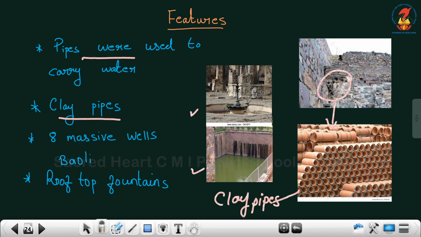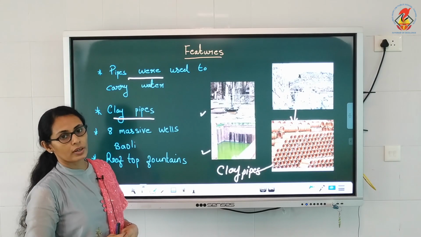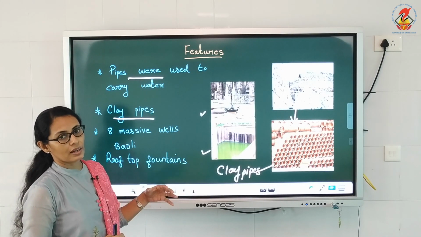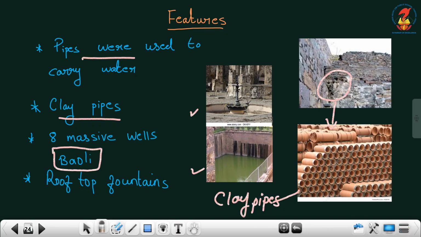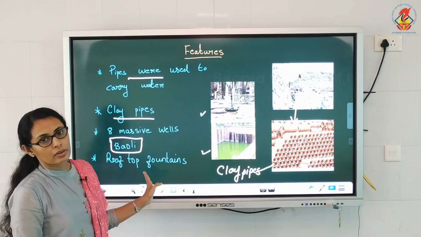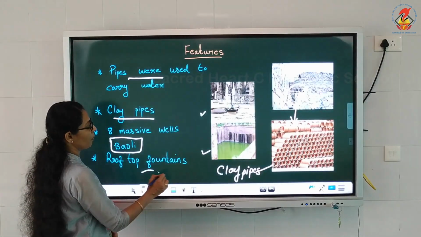Okay, so the important feature here is mainly the pipes they are using for carrying the water. The pipes are clay pipes, made using clay, and also 8 massive wells were used for carrying out the water. 8 very big wells were the suppliers of water throughout this fort, and the wells have their own name, known as Bavoli. The 8 wells are known as Bavolis, and there is an important feature only found in the Golconda Fort, that is the rooftop fountain.